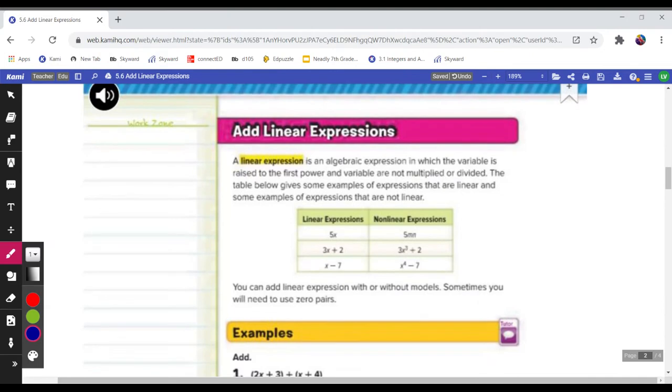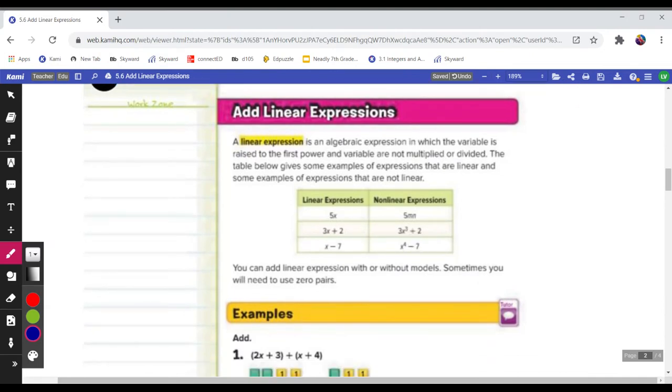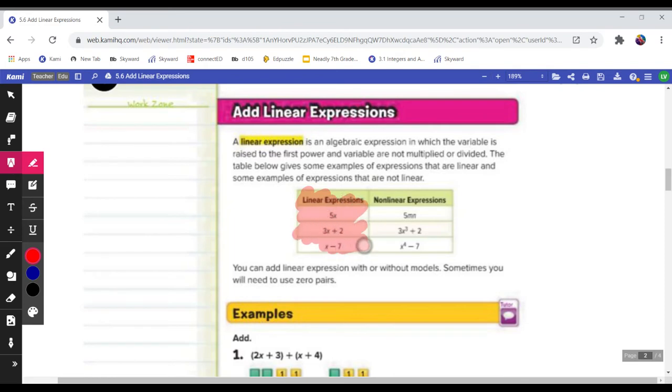So add linear expressions. A linear expression is an algebraic expression in which the variable is raised to the first power and variables are not multiplied or divided. The table below gives some examples of expressions that are linear and some expressions that are not linear. So the left side are linear examples, such as 5x, 3x plus 2, and x minus 7. The right side are nonlinear expressions. So 5mn, 3x to the third plus 3, and x to the fourth minus 7.